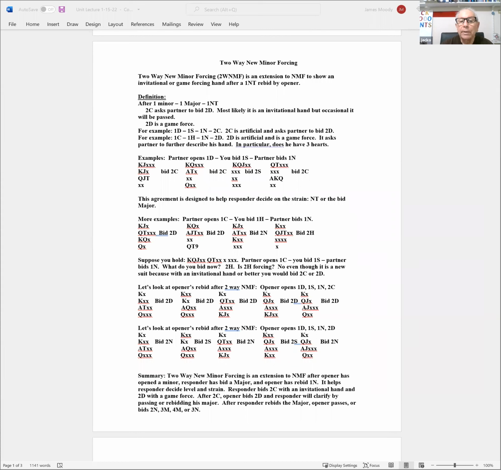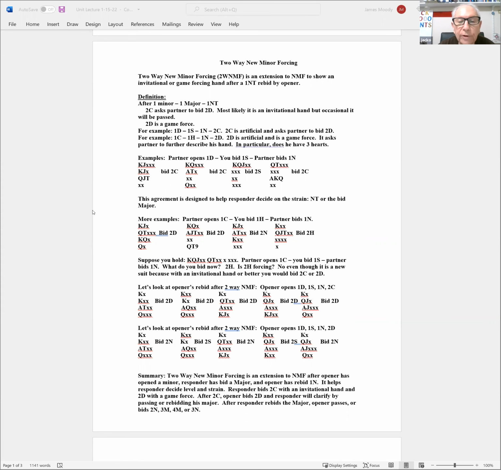Okay, again, this agreement is designed to help responder decide on strain and level, I guess. I say that a lot. Who's the captain? Everybody remember who the captain is? Captain is the responder in this case because opener has limited his hand, so it's up to the responder to decide both strain and level.